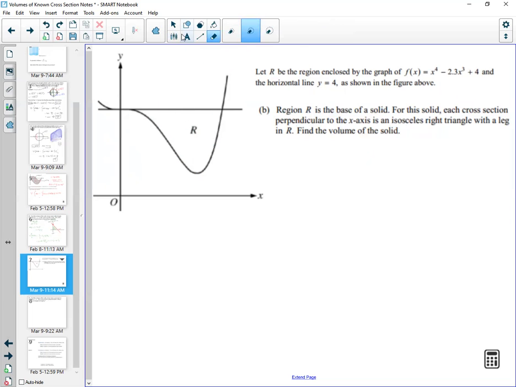I'm having trouble drawing straight lines today. Nope, that's just worse. My S's look like that. They're in the region here like this.